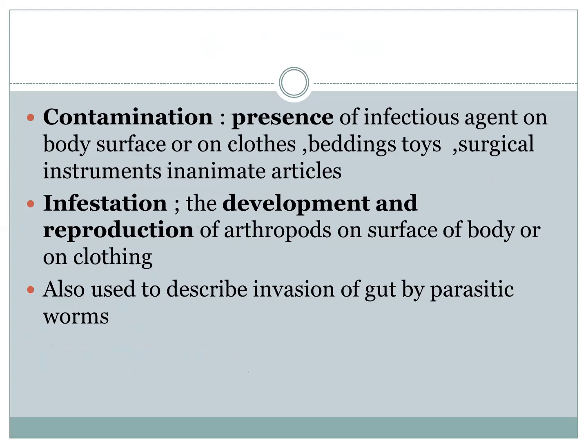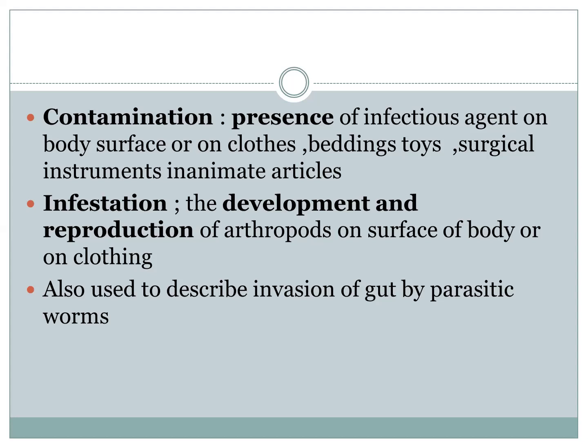So, what are the different terminologies that we need to know before we really know what is infection and what are the different associated factors? So, contamination. Contamination is presence of infectious agent on body surface or on clothes, beddings, toys, surgical instruments, inanimate articles.